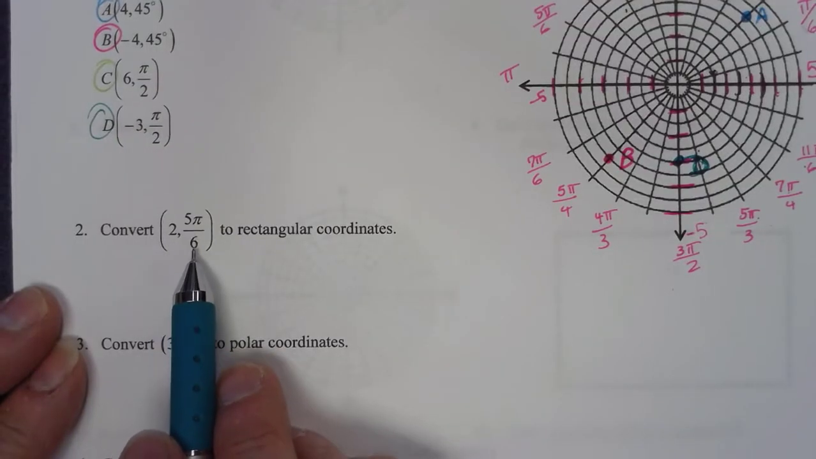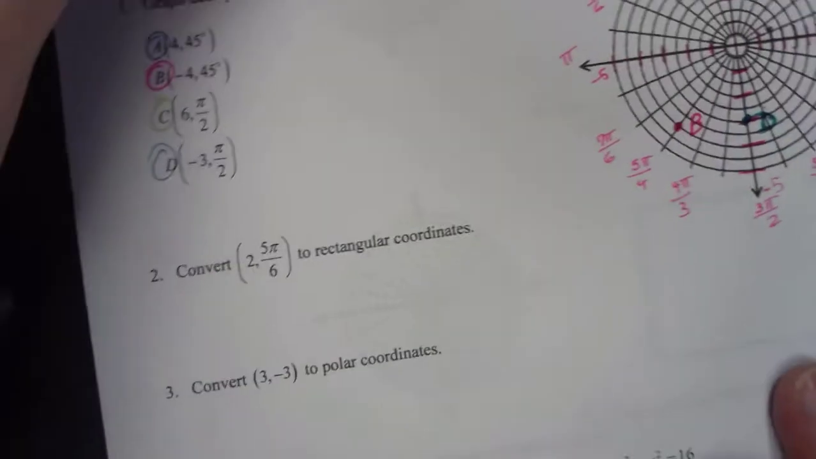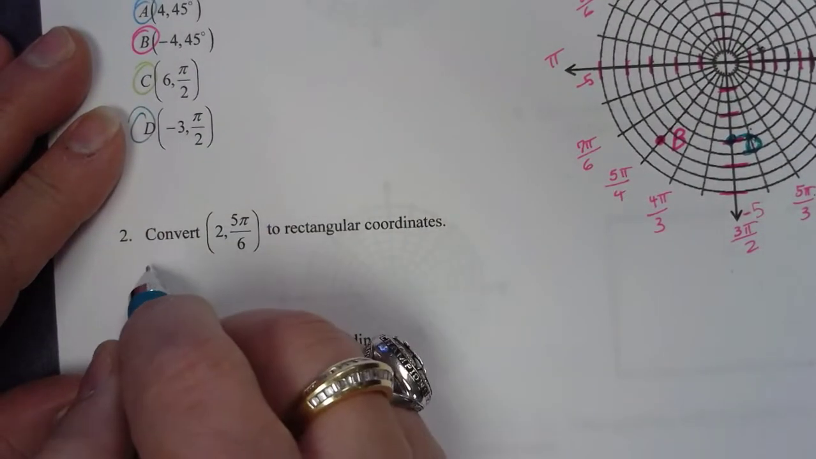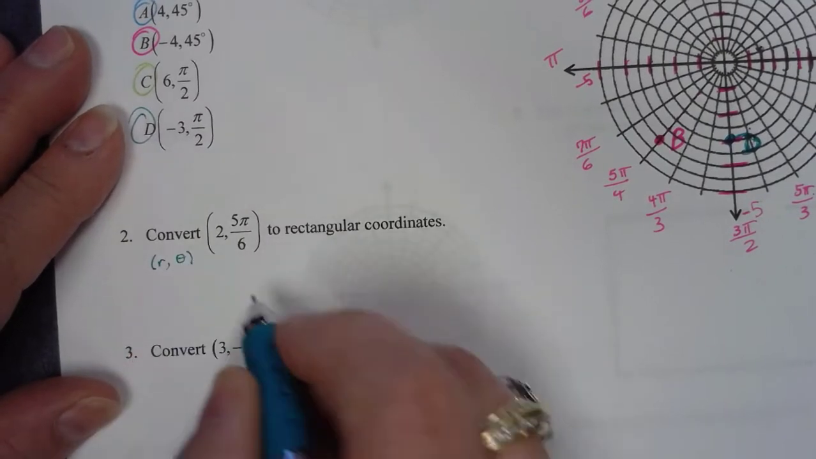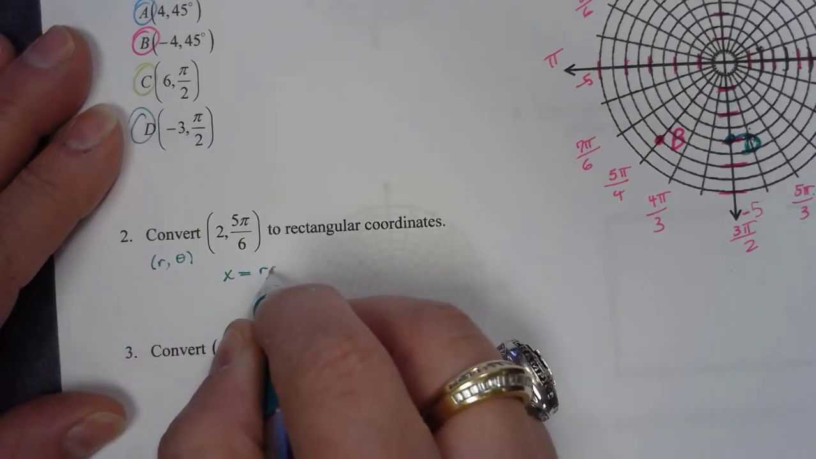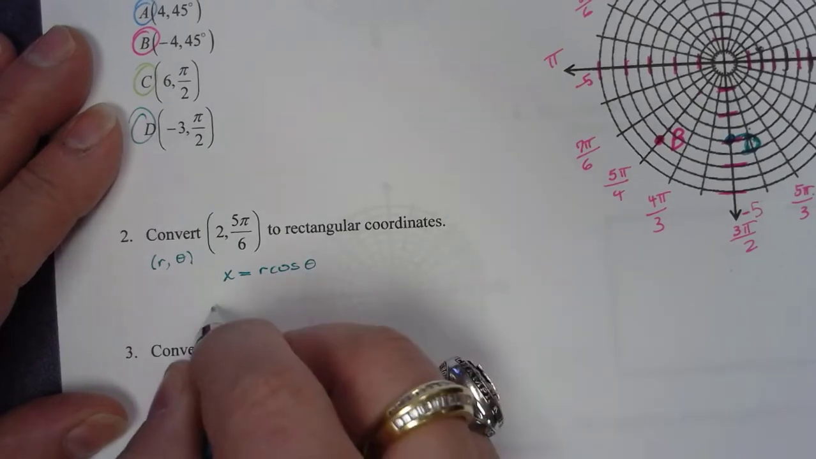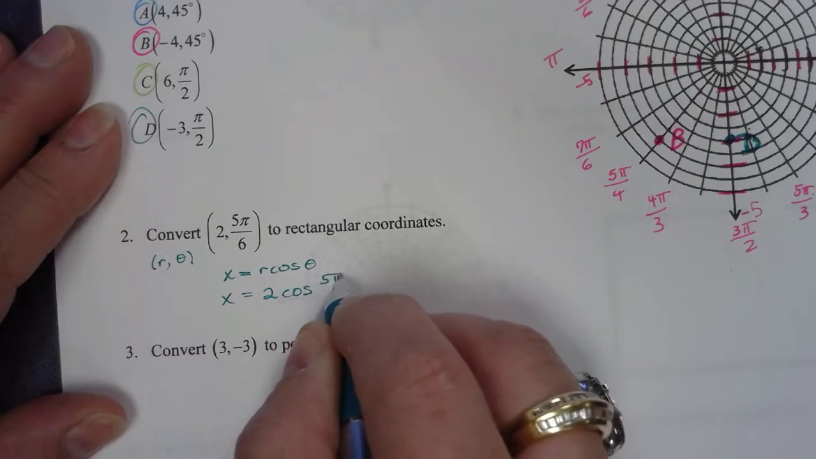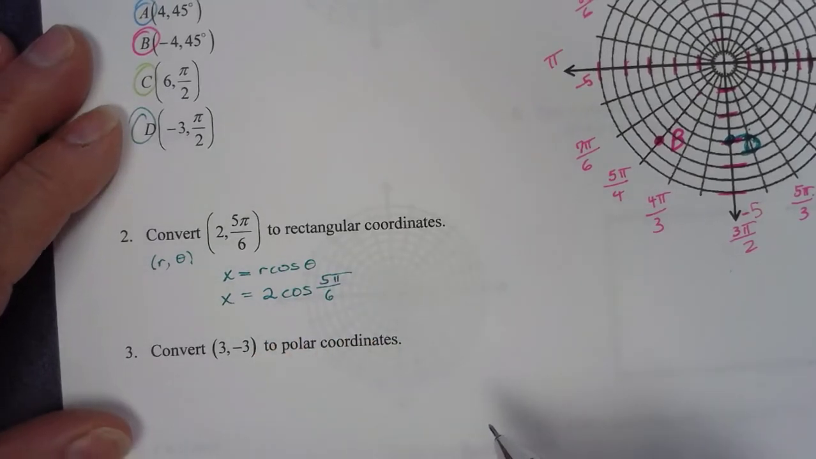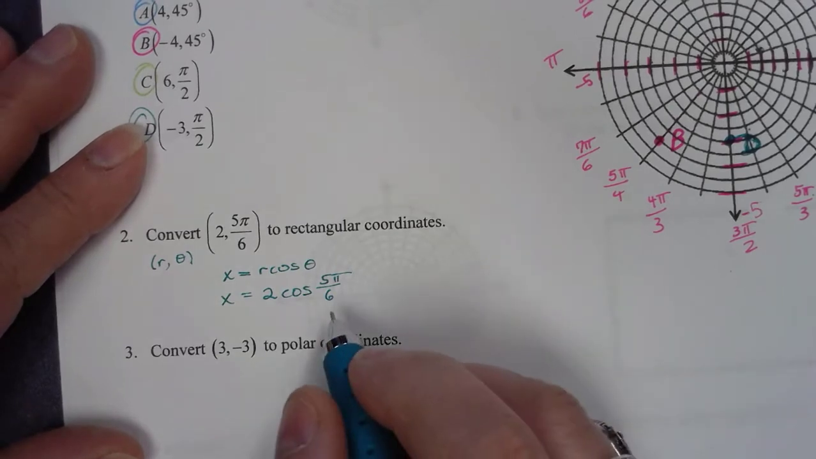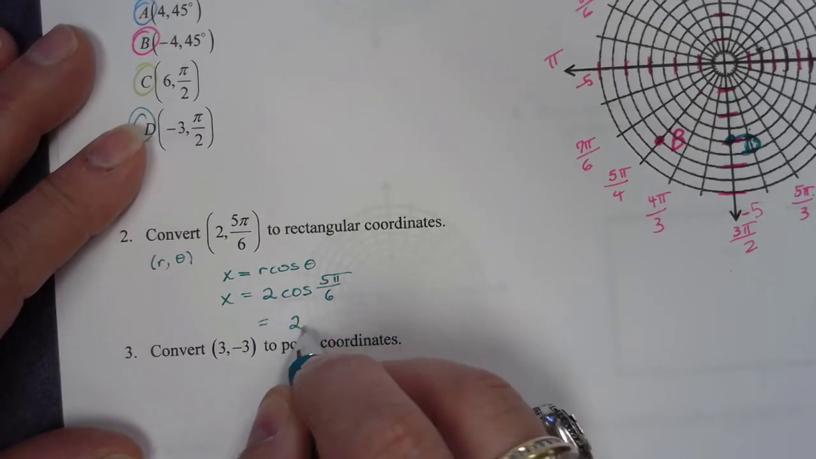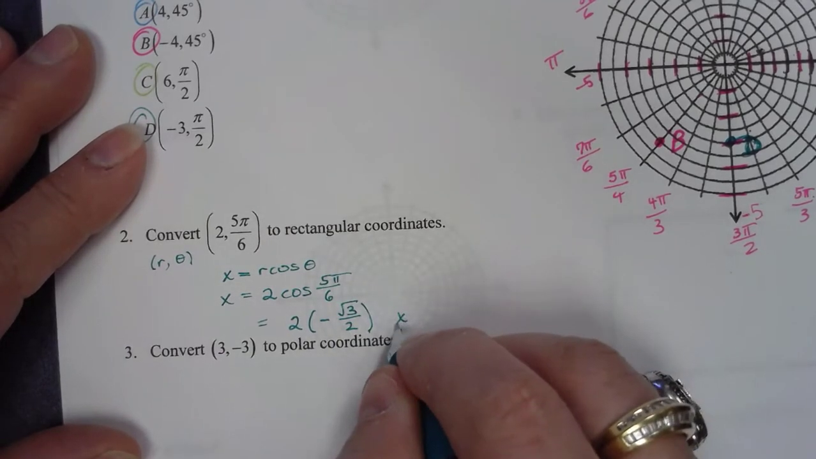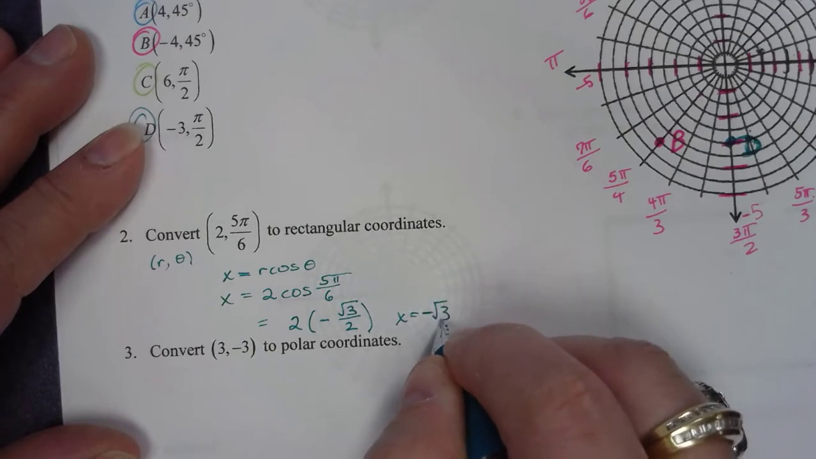Convert (2, 5 pi over 6) to rectangular coordinates. So this is the form r, theta. We know that x is r cosine theta. So my x is r times the cosine of 5 pi over 6. 5 pi over 6, we are in quadrant 2. The x-coordinate is negative square root of 3 over 2. So this is 2 times negative square root of 3 over 2. So my x-coordinate is negative square root of 3.